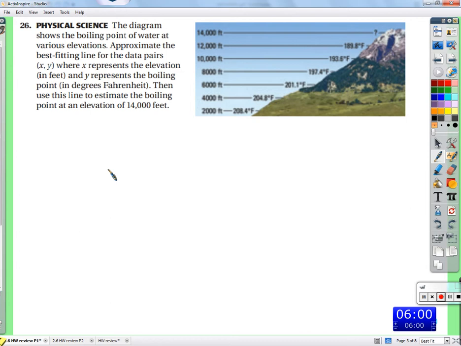So the diagram shows the boiling point of water at various elevations, along with the best fitting line for the data pairs, where x represents the elevation and y represents the boiling point. Then use this line to estimate the boiling point at an elevation of 14,000 feet.